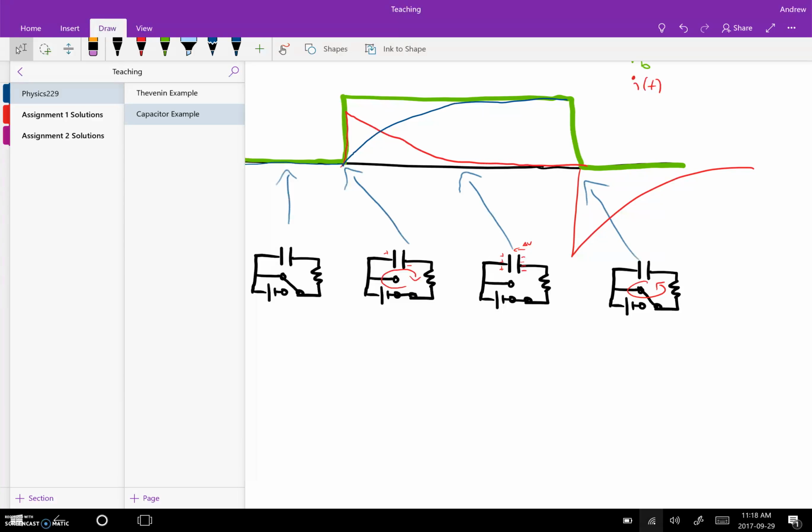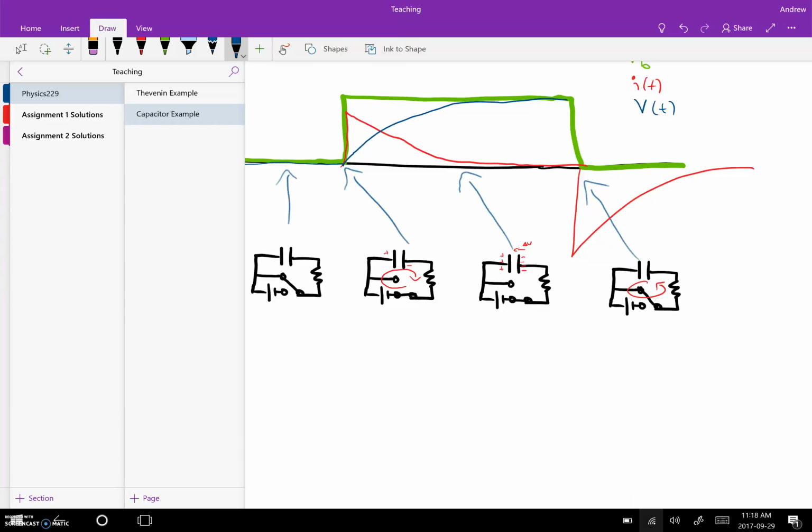The voltage across the battery will just be such that the sum of the battery voltage, the resistor drop voltage, and the capacitor voltage will be equal to 0. So that's what we expect, some kind of shape like this, like a rising exponential.